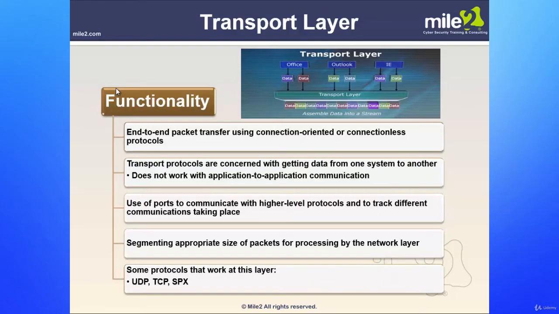All right, then we have the transport layer. This is the end-to-end packet transfer using connection-oriented or connectionless protocols. Now, the transfer protocols are then concerned with getting the data from one system to the other. It does not work with application-to-application communication, however. Now, use the ports to communicate with higher-level protocols and then to track different communications taking place. We have segmenting or appropriate size of packets for processing by the network layer, and some of the protocols that work here are UDP, TCP, and SPX, which is going to be used for your Novell systems, at least back in the earlier days. But nowadays, we're pretty much only really using TCP and UDP.